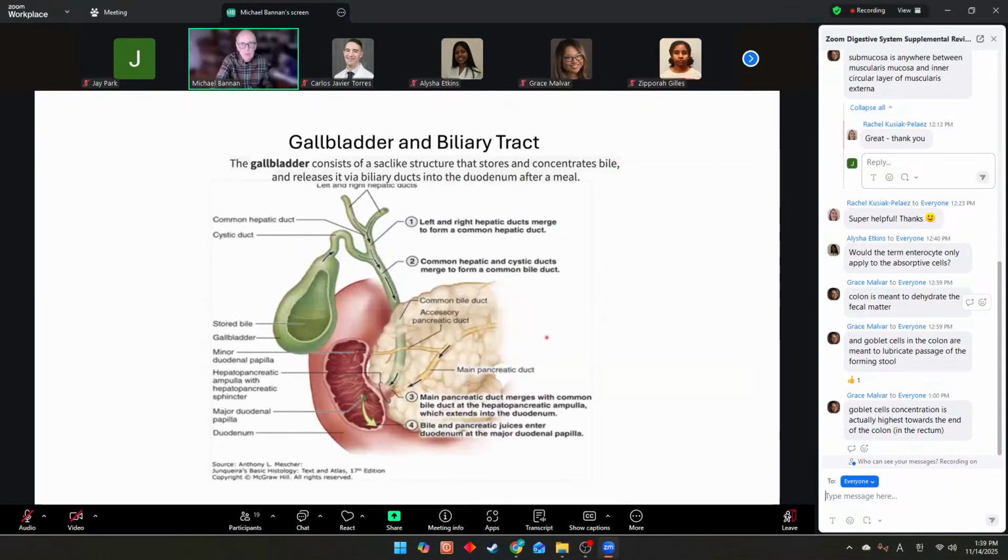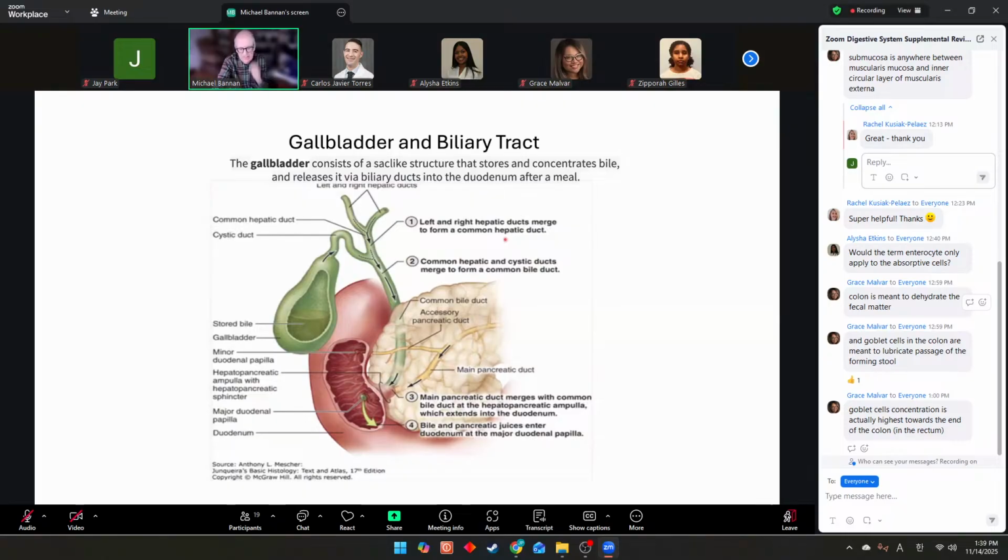So let's just say a few words about the gallbladder and biliary tract. The gallbladder is a sac-like structure that, and here's the key, its function is to store and concentrate bile. Okay? It releases it via the biliary duct system into the duodenum after a meal. That release is stimulated by a hormonal mechanism through cholecystokinin that we've already talked about. So just remember, function of the gallbladder: stores and concentrates bile.